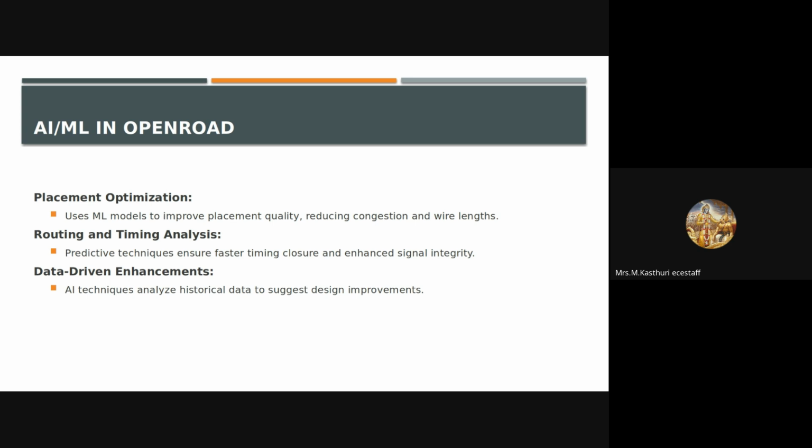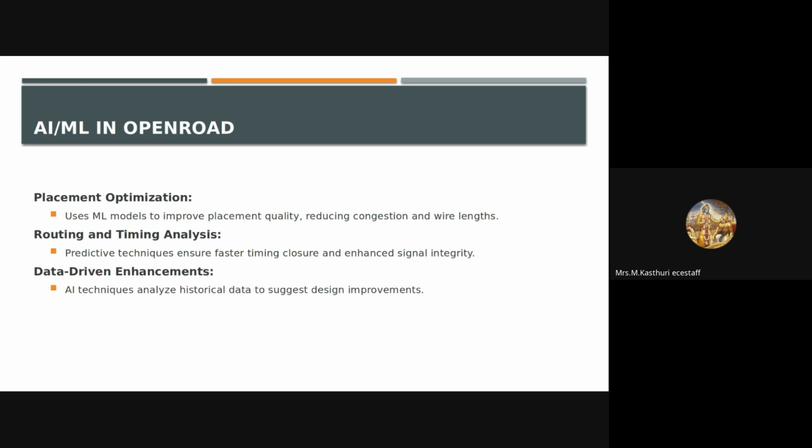Routing and timing analysis. AI and ML can be used to accelerate timing closure and ensure signal integrity in the design process. By analyzing historical data, machine learning models can predict potential timing violations before they occur, allowing designers to address issues proactively. Data-driven enhancement. OpenROAD's AI capabilities extend beyond individual optimization.